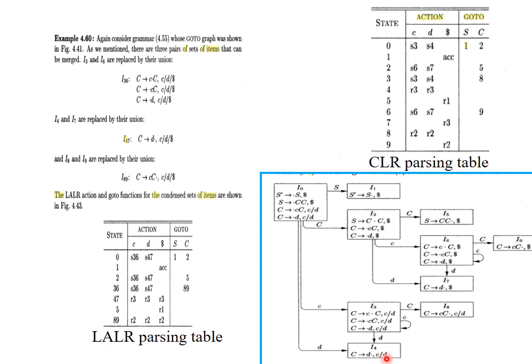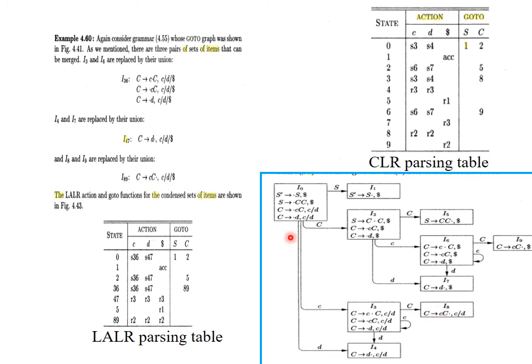Previously the CLR parsing table looked like this. In that, now the state 3 is not there. Instead of 3 we will represent it as 36. Instead of 4 it is 47, and instead of 8 and 9 it will be 89. So 6 will also not be there.